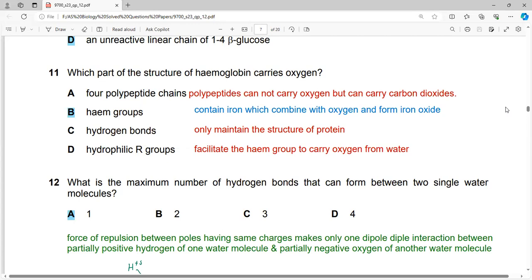What about hydrogen? That is only involved in maintaining the structure of the protein. Hydrophilic R groups: some contain a positive charge, some contain a negative charge. It facilitates the heme group to carry oxygen from water. So it provides only facilitation due to the presence of charge. Why? Because it makes hydrogen bonds with water. It can carry the water layer. So in this way, the oxygen dissolved in the water can be absorbed into the hemoglobin. So that's why B is our correct option there.